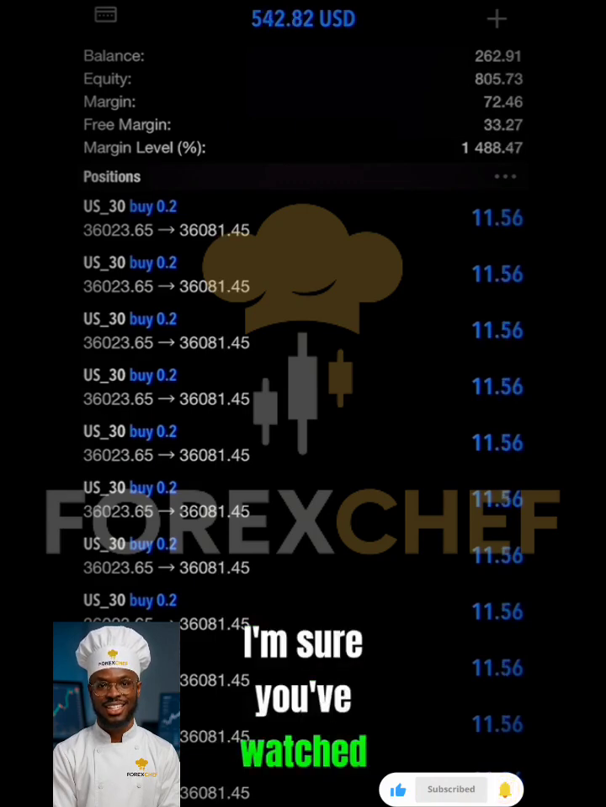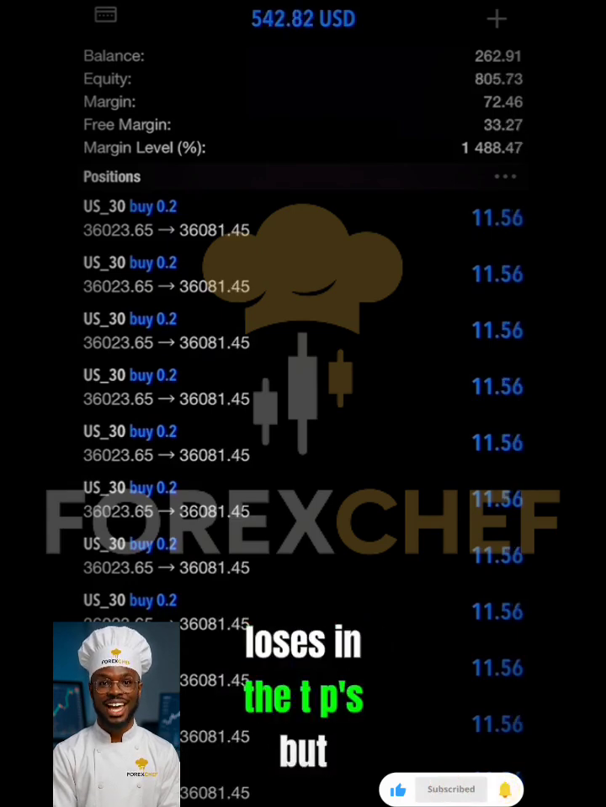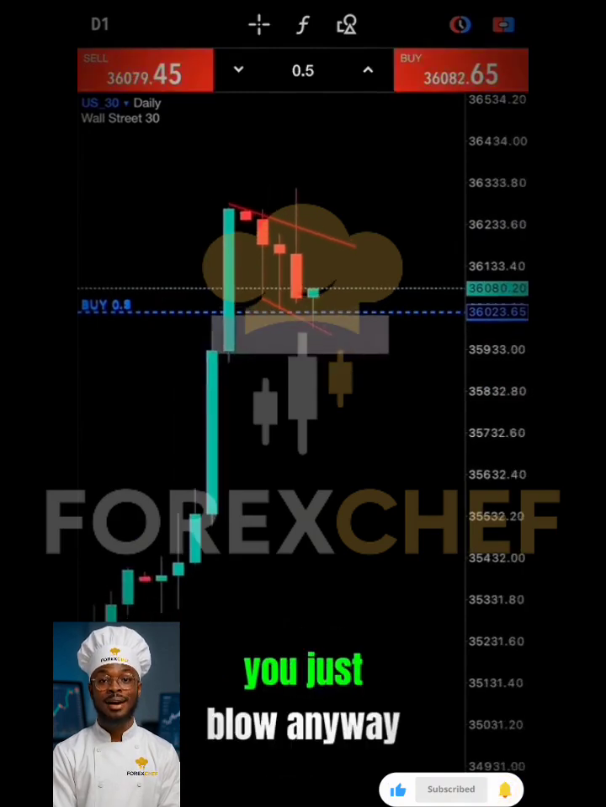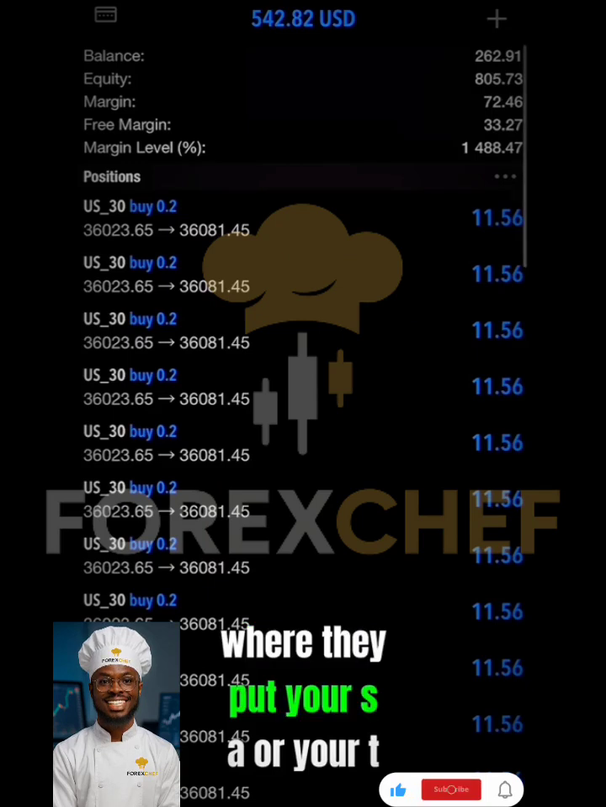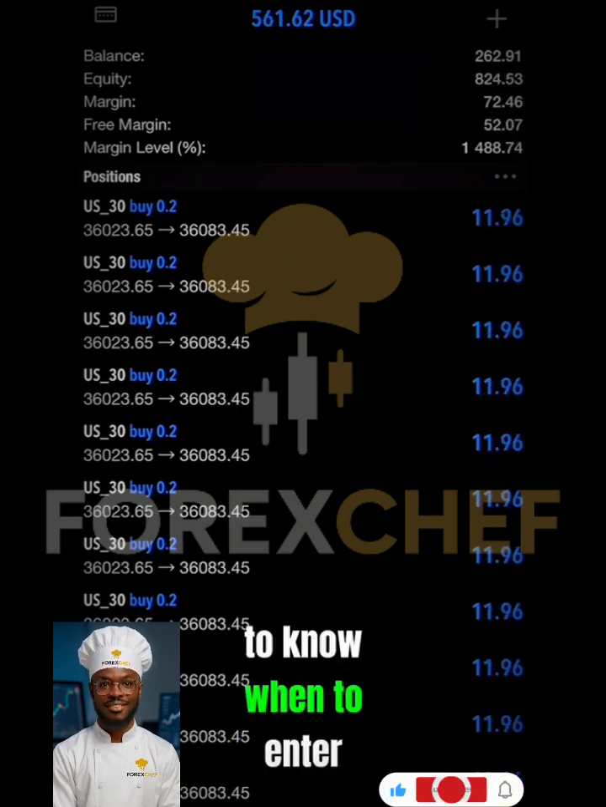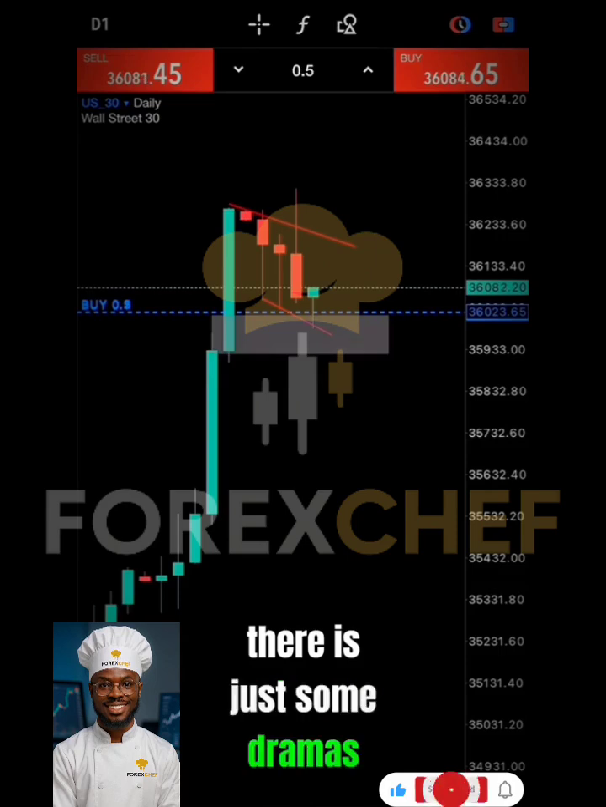I'm sure you've watched a lot of YouTube videos where they urge you to put the stop loss and TPs, but in my own experience, if you don't know how to trade yet, you just blow anyway. Whether you put your SL or your TP, you just blow your account. All you need is experience to know when to enter and when to exit. All the other stuff there is just some drama.